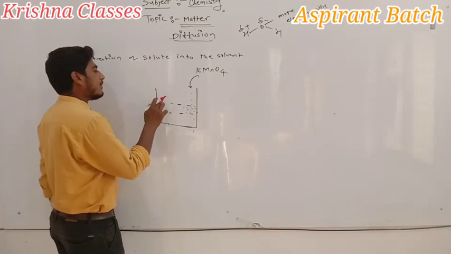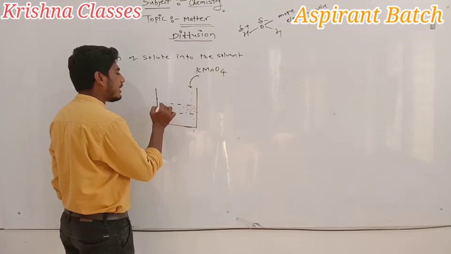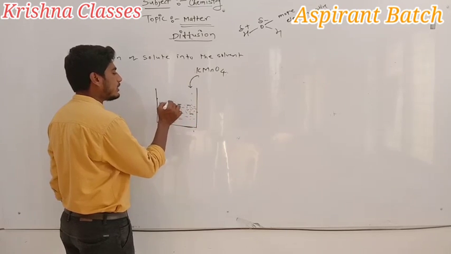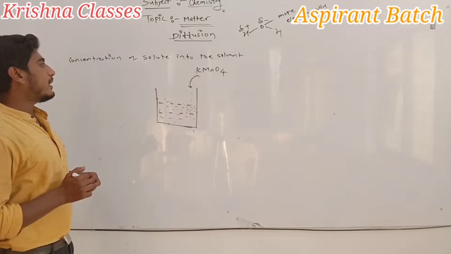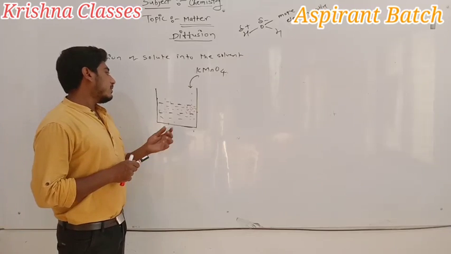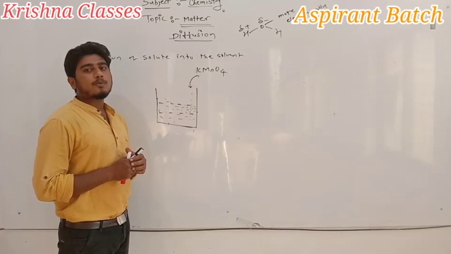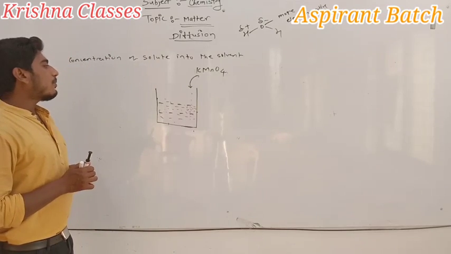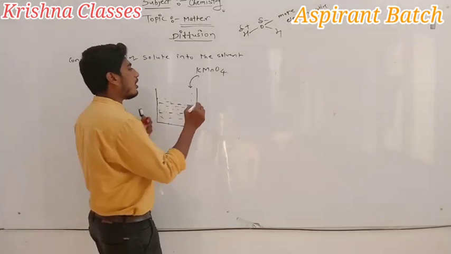After some time, the whole solution becomes pink in color. That means what happened here? We know that potassium permanganate is pink in color. Here the transfer of solute particles from higher region to lower region takes place. That is the transfer of particles.